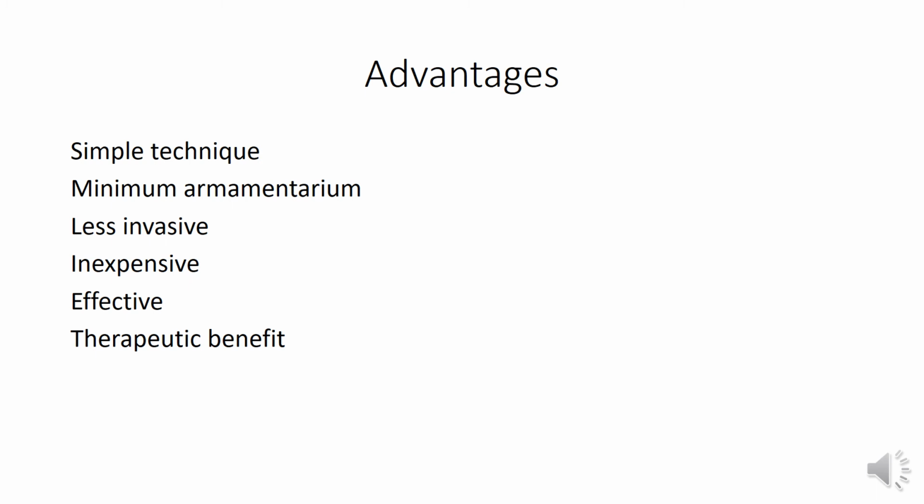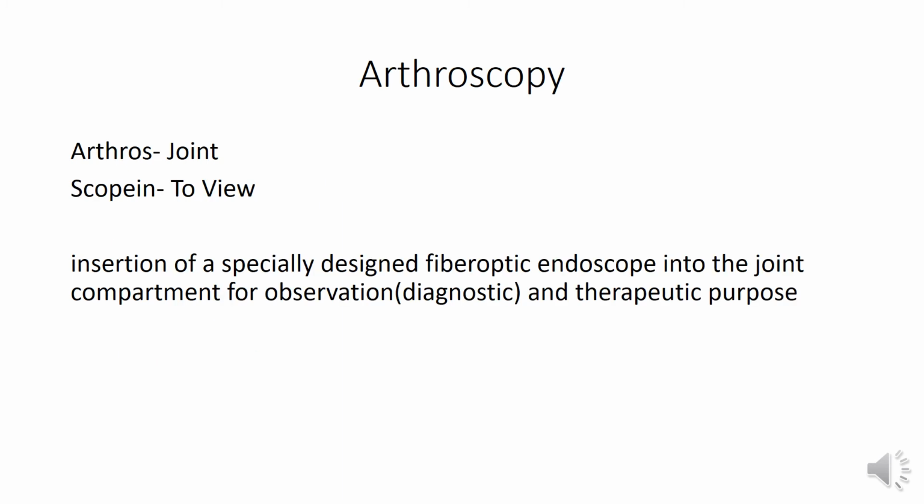The advantages of arthrocentesis are: simple technique, minimum armamentarium, less invasive, inexpensive, effective, and it has a therapeutic benefit. The next one is arthroscopy, which can be performed only under general anesthesia. Arthro is joint, scope is to view. The insertion of a specially designed fiber optic endoscope into the joint compartment for observation and treatment is arthroscopy. Arthroscopy can be done in any joint in the human body.